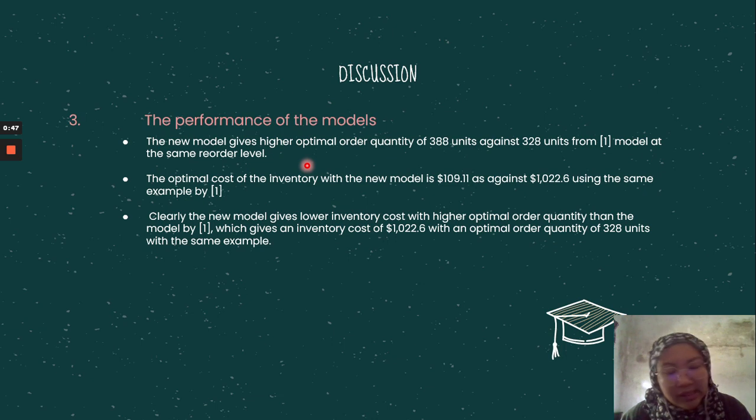As we can see in the result, the new model gives a higher optimal order quantity of 388 units against 328 units from the Article 1 model at the same reorder level and the optimal cost of the inventory. For the new model we got $109.11 compared to $1,032.6 in the same example in Article 1. And this we can see clearly that the new model gives lower inventory cost with higher optimal order quantity than the model in Article 1.